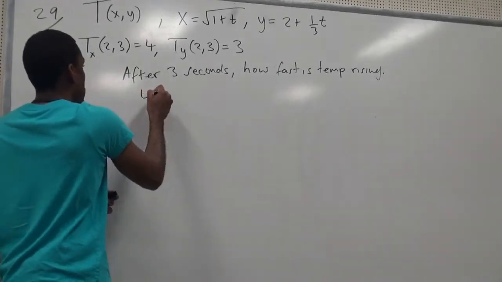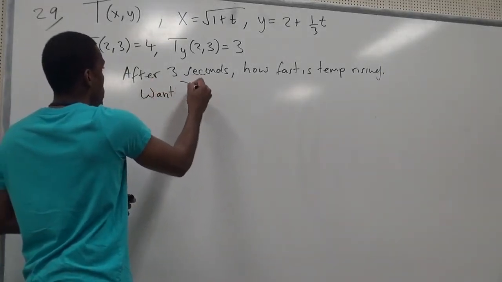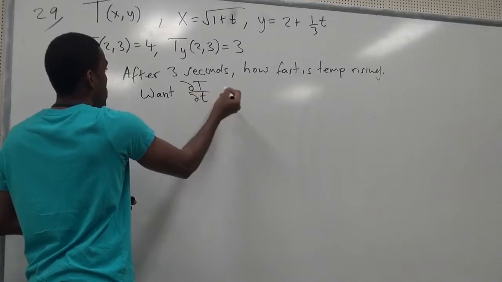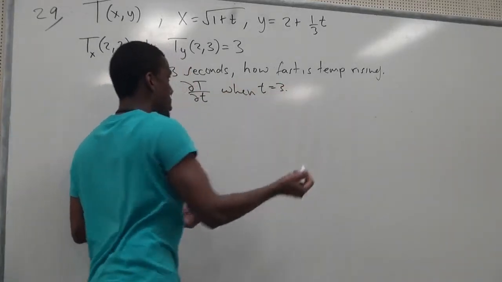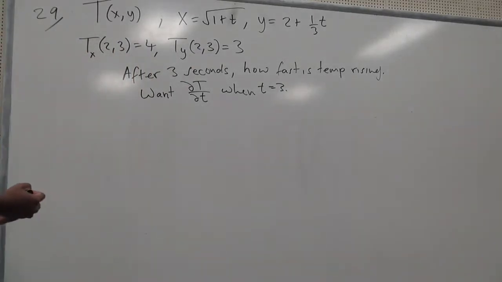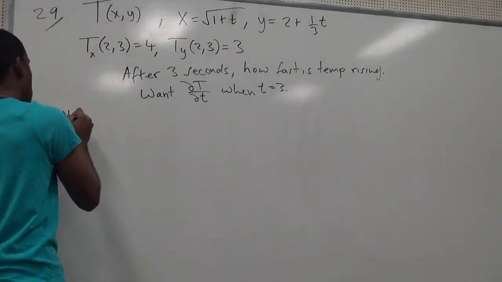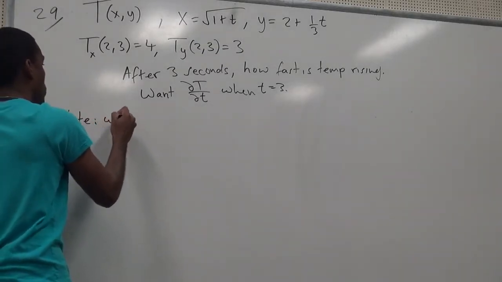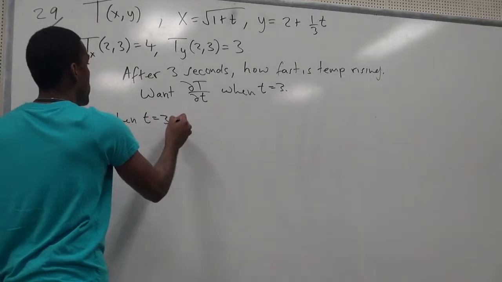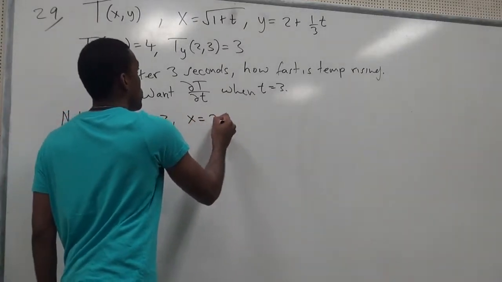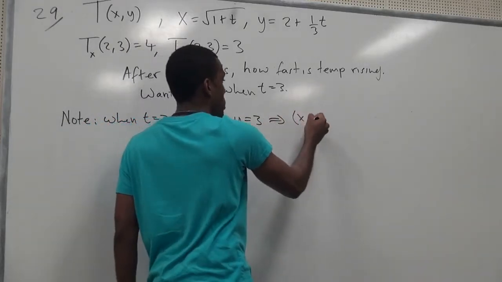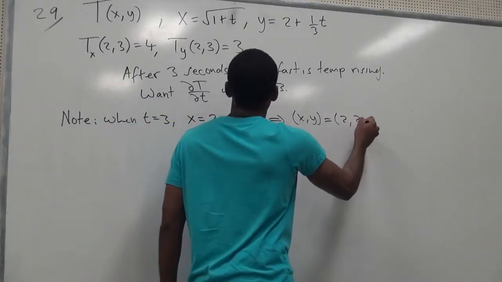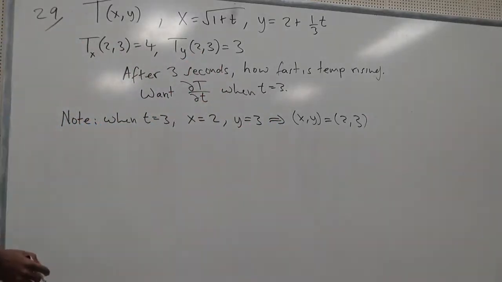Right, so basically what they want is the rate of change of T with respect to time when t equals 3. That's what they're asking for. Now, notice that when t equals 3, that gives us x equals 2 and y equals 3, so that actually gives us the point (2, 3), which is what we had considered here.